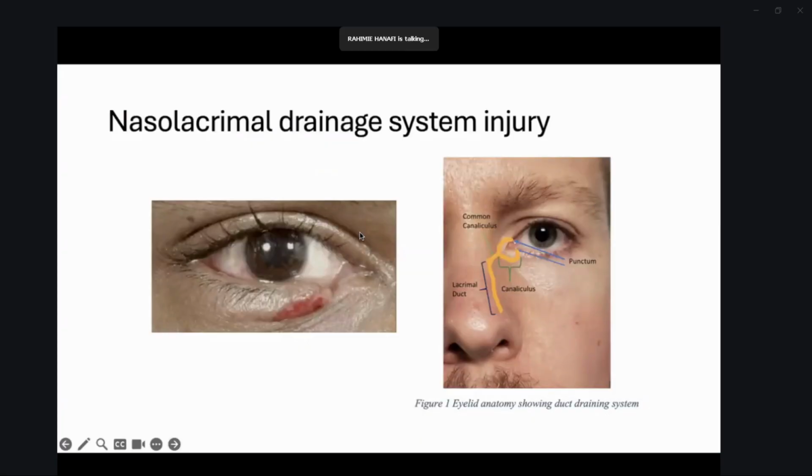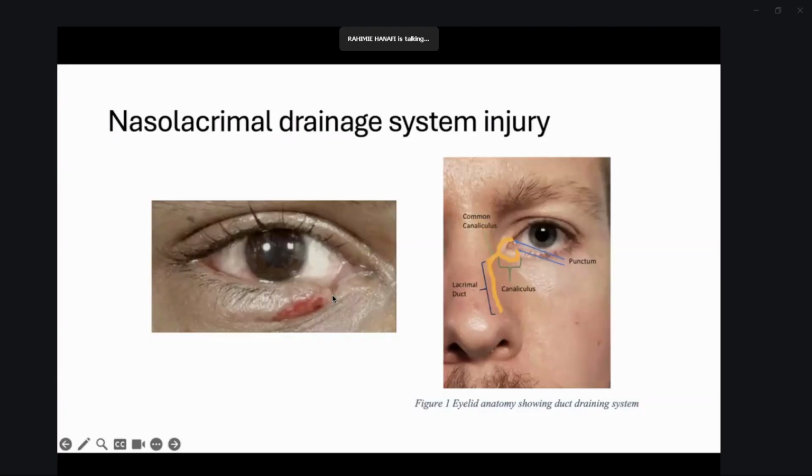Why the medial canthus is important is because we have the nasolacrimal drainage system. When there is a cut at this medial canthus area, most likely the canaliculi is injured. And if it's not properly repaired, the patient will have epiphora, or watering of the eye, for the rest of their life. So that's why these cases need to be referred to the ophthalmologist.